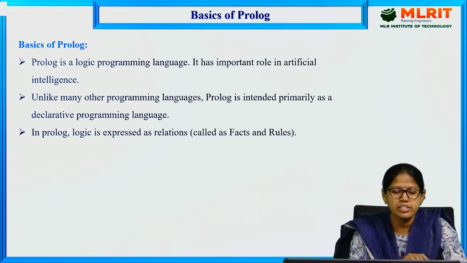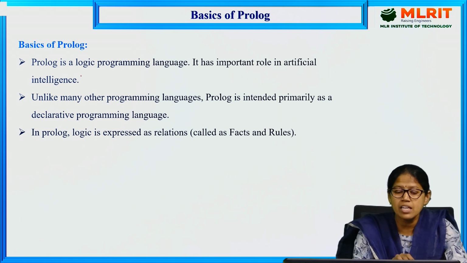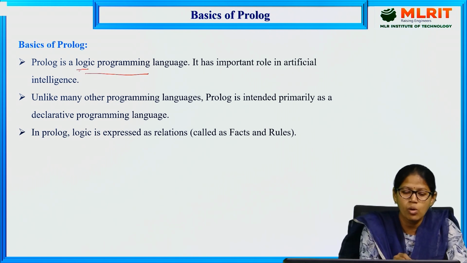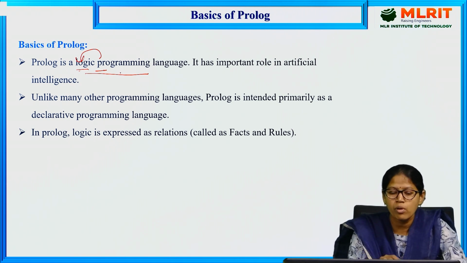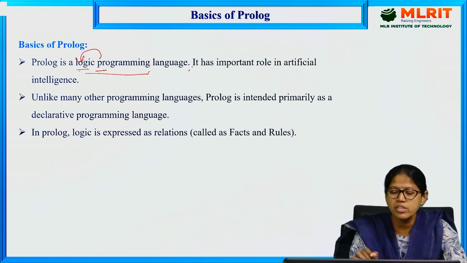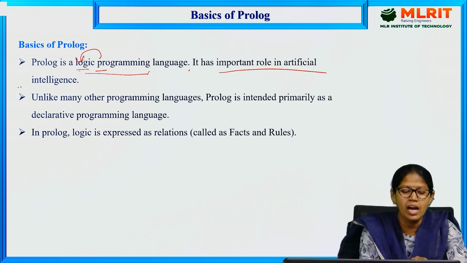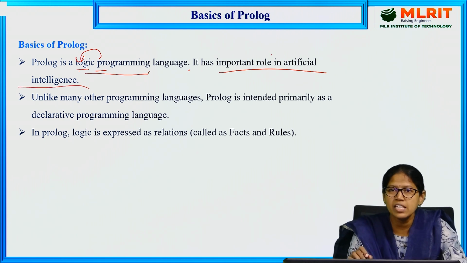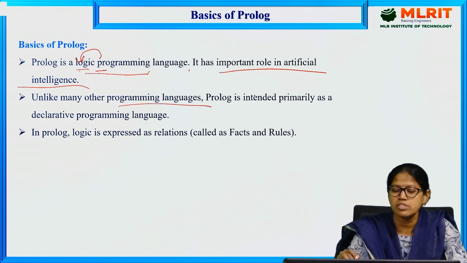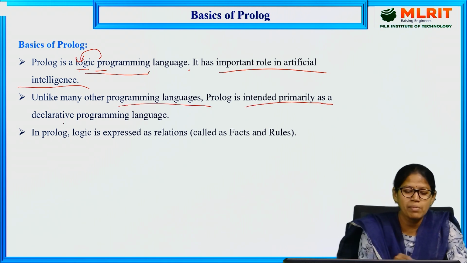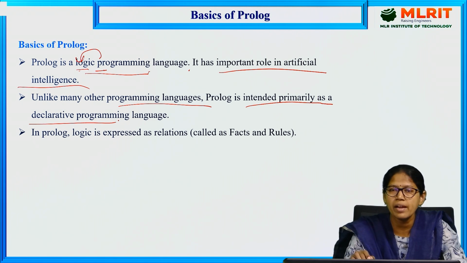Let's see the introduction part. Prolog comes from logic programming, so it is called Prolog. Prolog is a logic programming language. It has an important role in artificial intelligence, and it is especially designed for artificial intelligence programming. Unlike many other programming languages, Prolog is intended primarily as a declarative programming language.